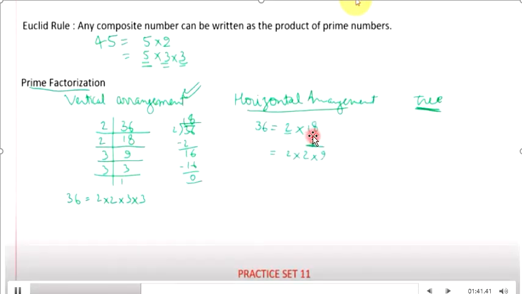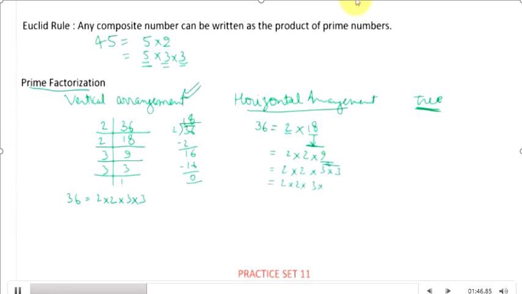Now let's do the same thing using the horizontal arrangement. 36 I can write as 2 into 18. 18 I can further factorize as 2 into 9. 9 can be further factorized as 3 into 3. So ultimately I have the answer here, factors of 36 as 2 into 2 into 3 into 3. Whether I use the vertical arrangement or the horizontal arrangement, I get the same answer. So these are the two methods in which prime factorization can be done.